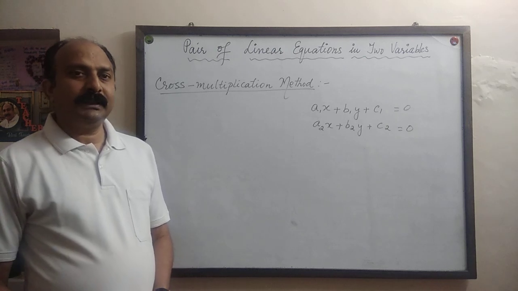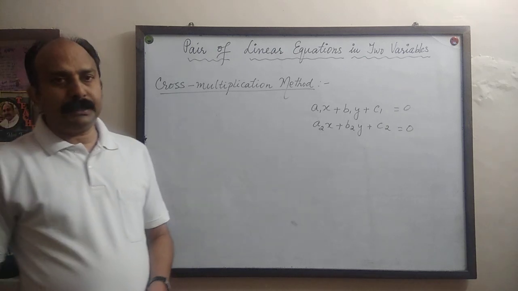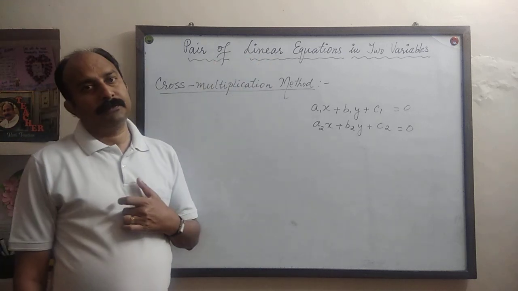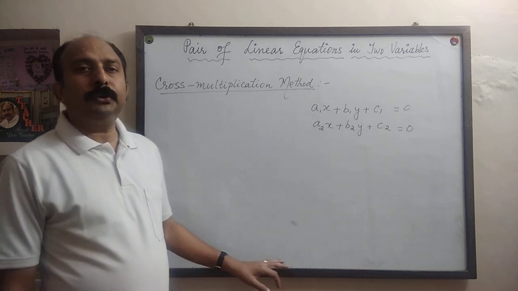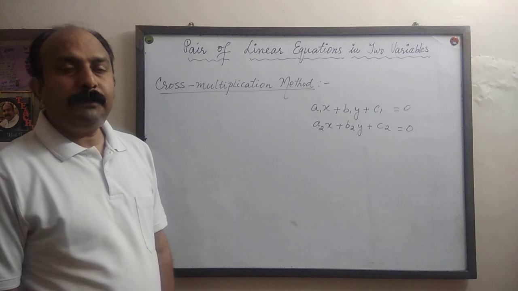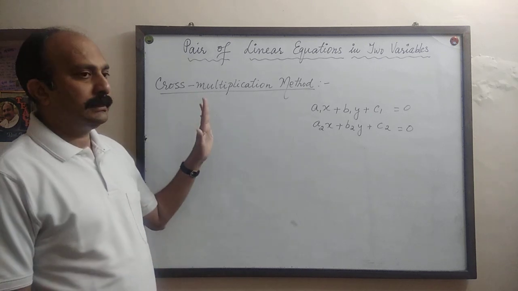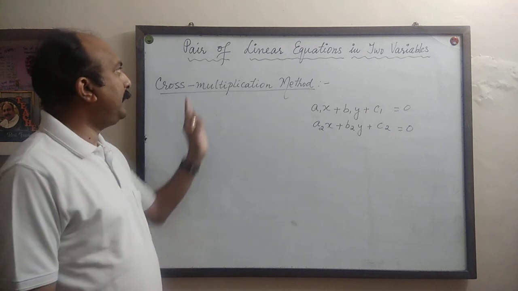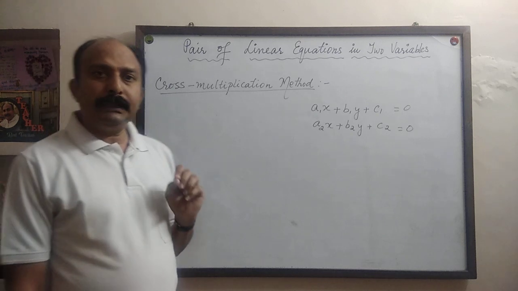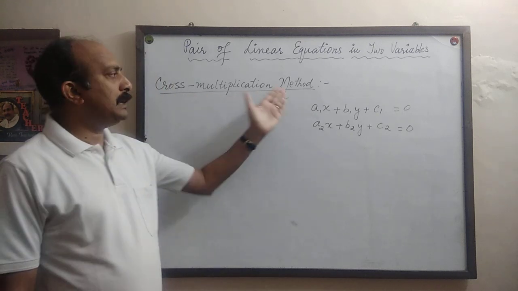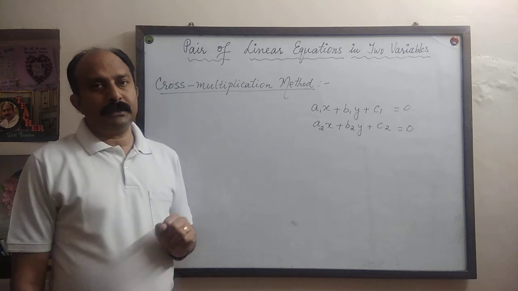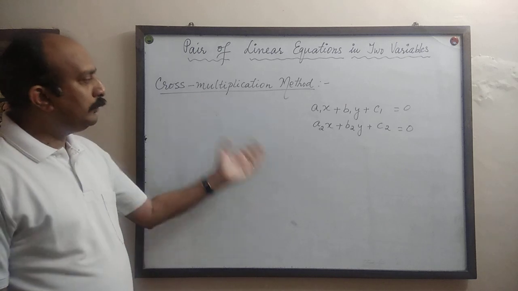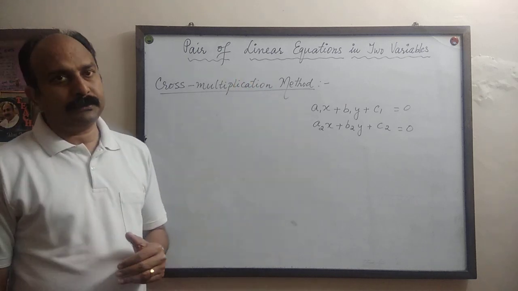Hello students, welcome back to class 10 mathematics, chapter 3, pair of linear equations in two variables. Today we are going to do exercise 3.4 and it is all about the last algebraic method for solving a pair of linear equations in two variables, and the name of the method is cross multiplication method. This is the last method. As the name suggests, you may feel that there is some cross multiplication.